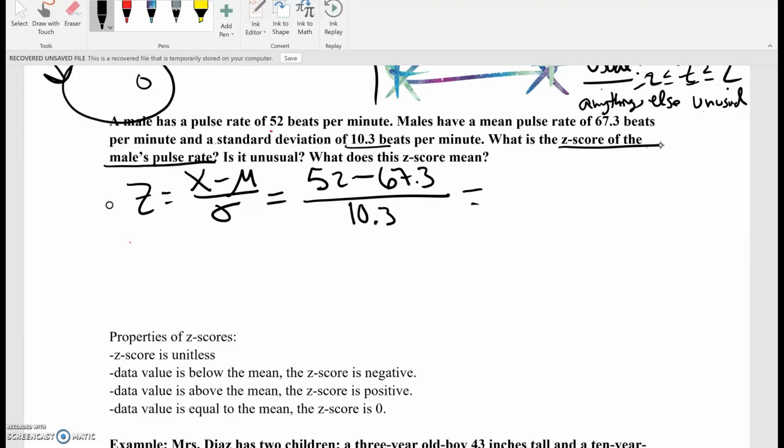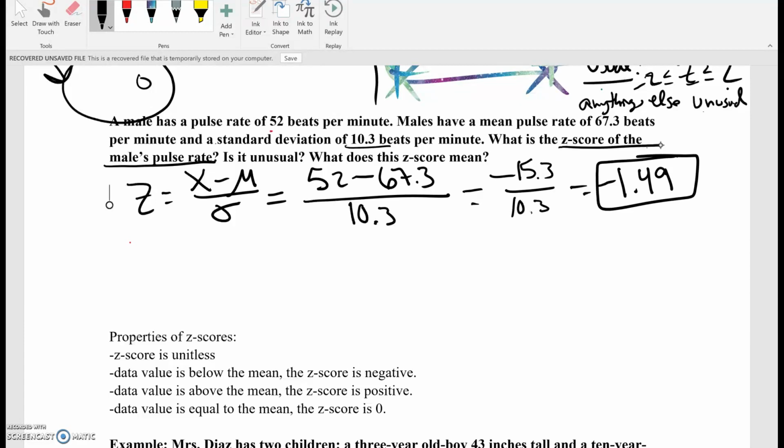So I'm going to put this into my calculator. I'm going to have 52 minus 67.3. The top part is going to give me -15.3, divided by 10.3. Let's round it to 2 decimal places. Z-scores usually want to be to 2 decimal places. This will be -1.49. This is my z-score. So that's the answer for the first part.